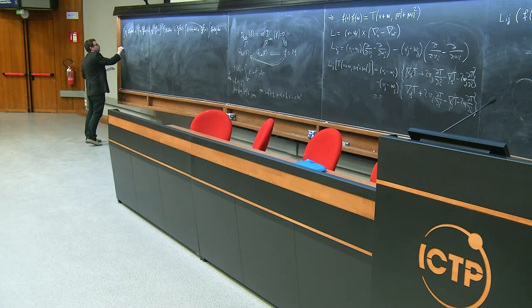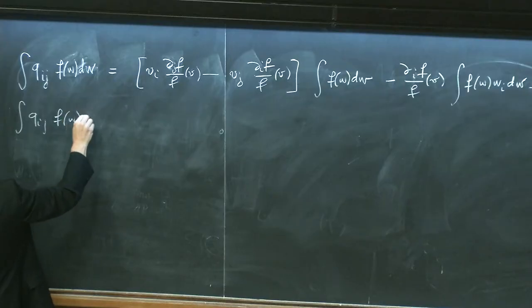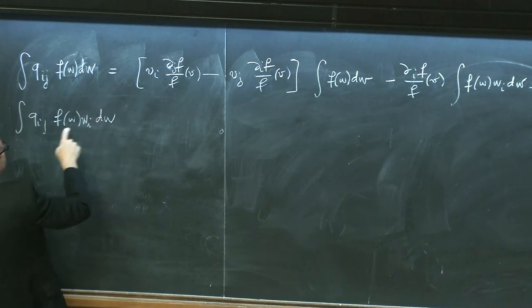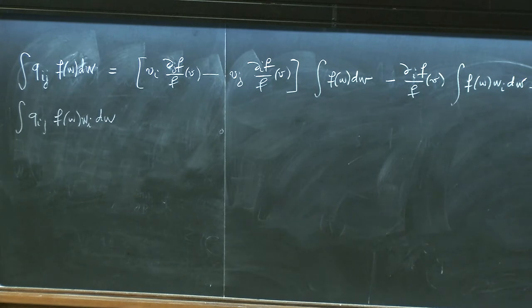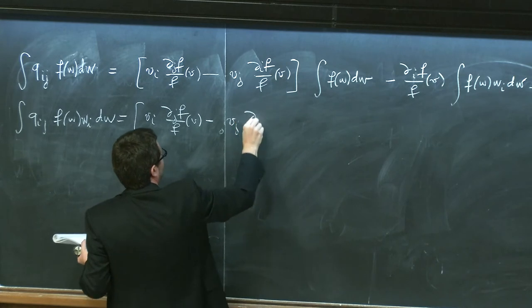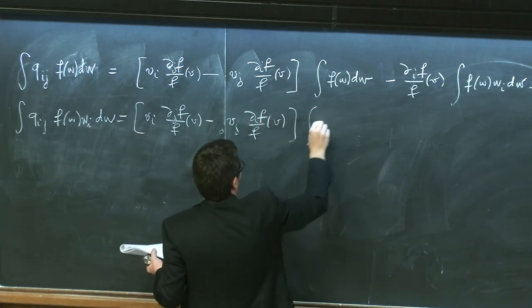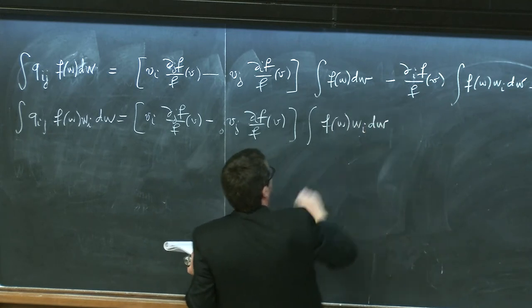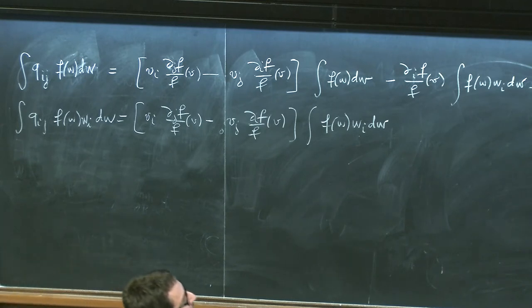This time I do the same, but using now as a multiplicator not only f of w, but f of w times wi, wi being the i-th component of w. So when I do that, I try to do the same. So this term still gives me this. Okay, this one is easy. Now, next one, I multiply by wi, I integrate, and by f of w, I integrate, and I get ∂j of wi is equal to zero. So this one is zero.